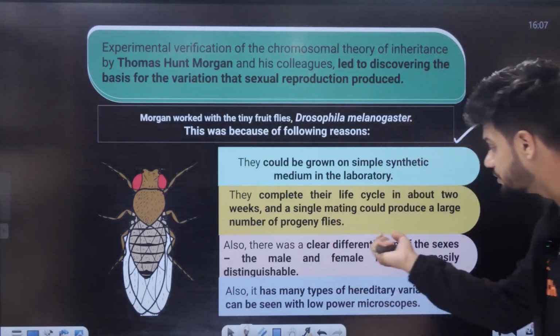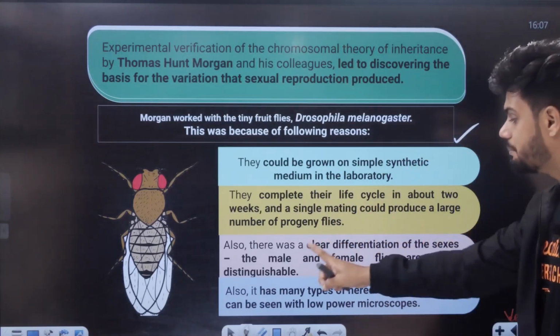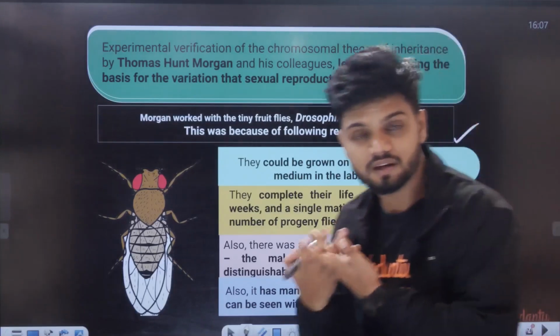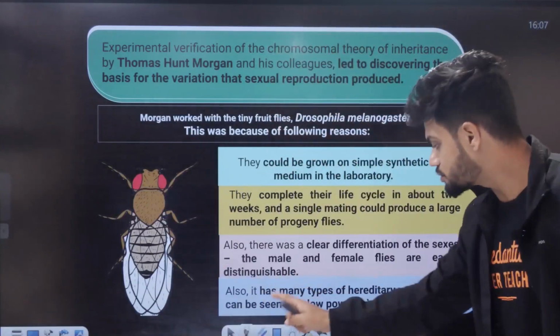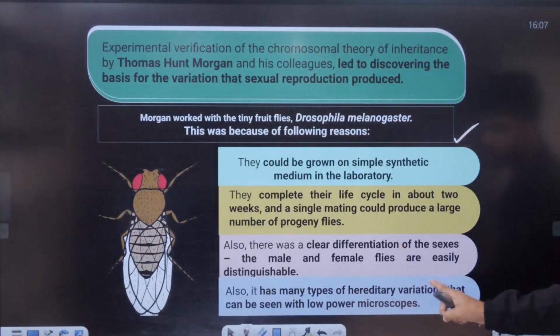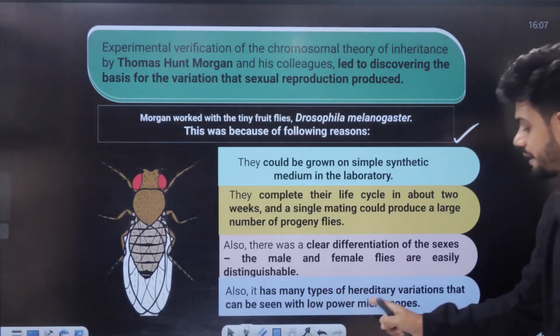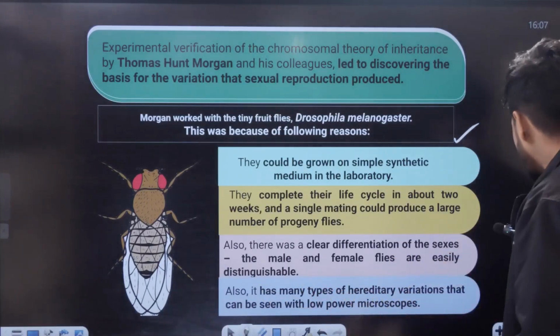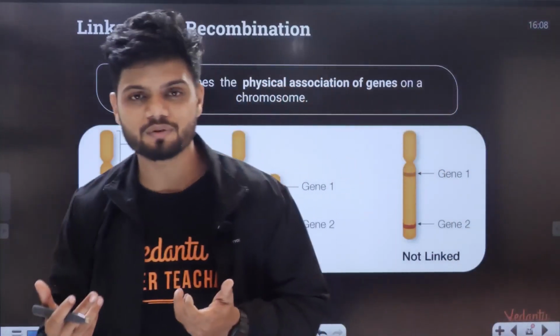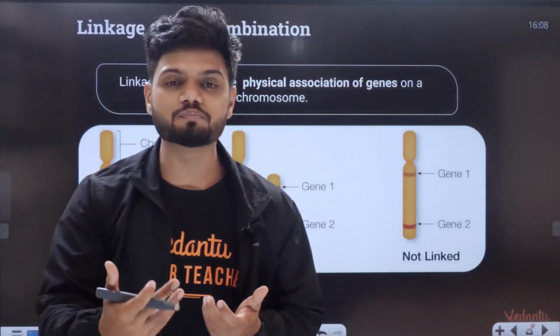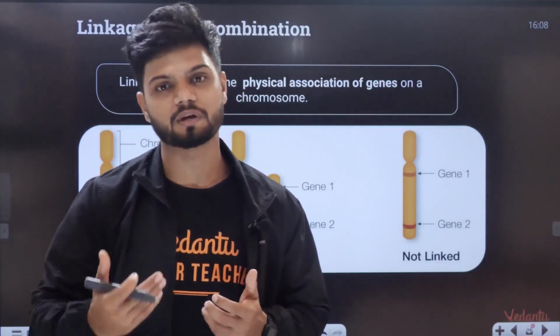Also, there was a clear differentiation of the sexes, male and female. They were easily distinguishable. Also, many types of hereditary variation that can be seen with a low power microscope can be seen here. Everything was very visible here, and that was the reason why T.H. Morgan took the fruit flies for his experiment.